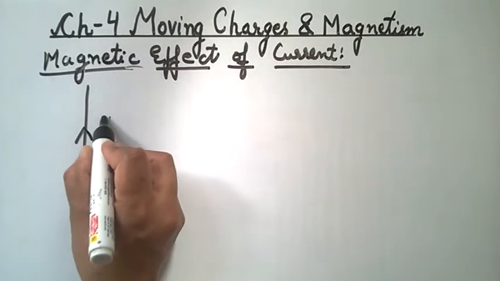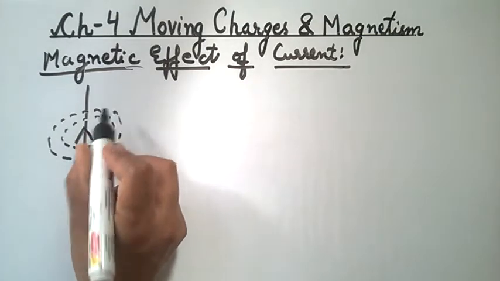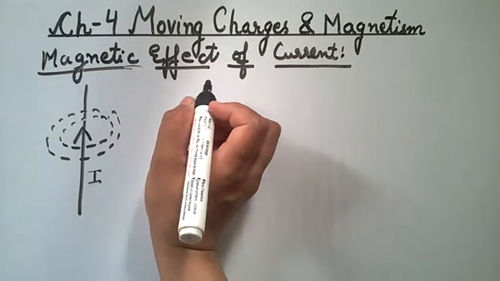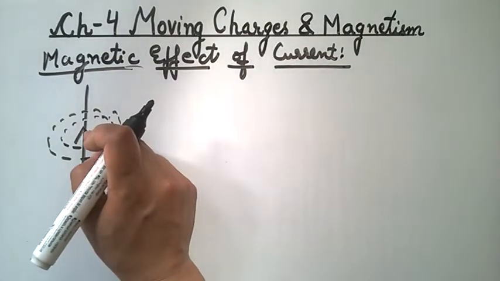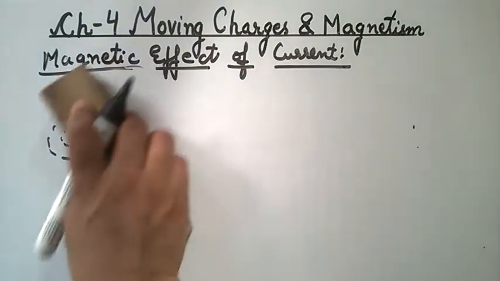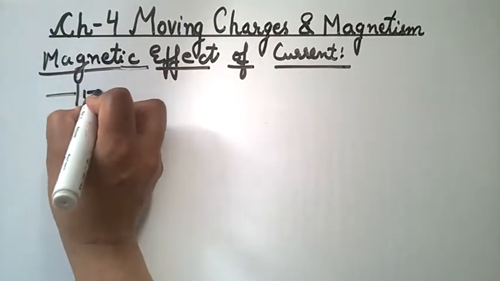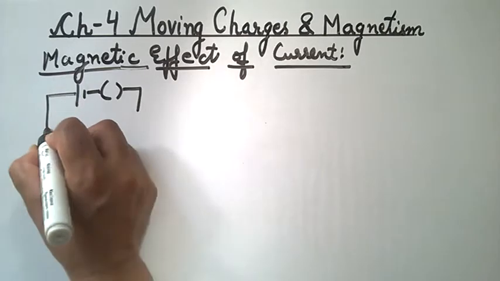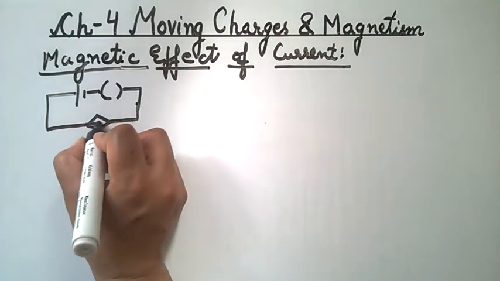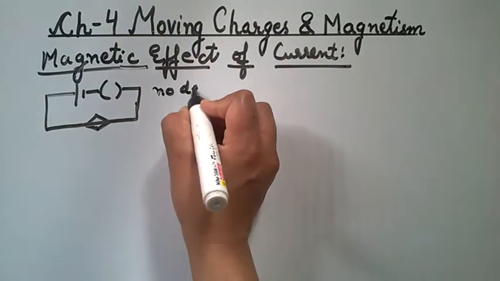It is in the form of imaginary concentric circles, and the presence of this magnetic field around a wire was observed by scientist Hans Christian Ørsted. He brought one magnetic needle near to the wire and observed that the needle deflects. So, according to his observations, when no current is flowing through a wire and a magnetic needle is placed below the wire, then there is no deflection in the needle.